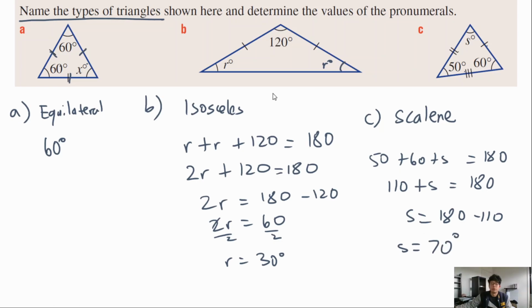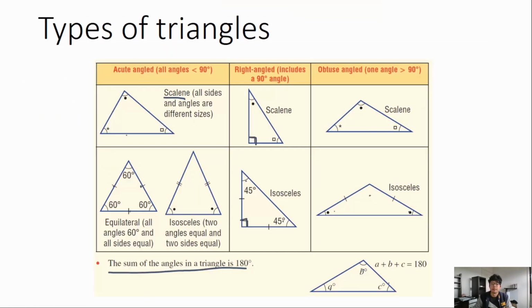And one thing I forgot to do with these questions was to label the angles of the triangles. So like they did here, acute angled, right angled, or an obtuse angled triangle.